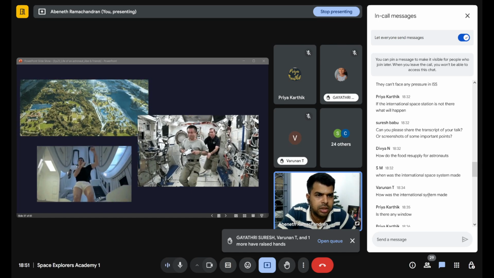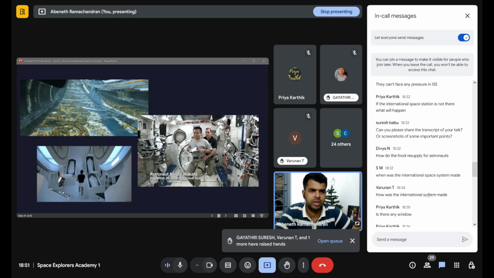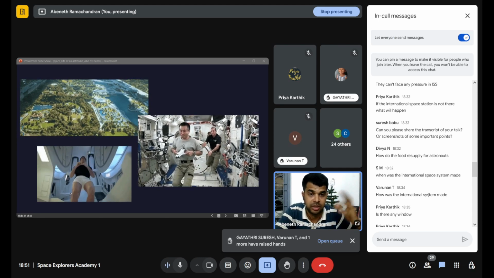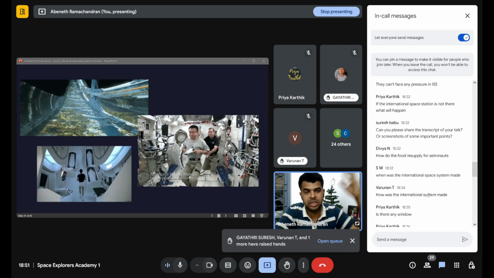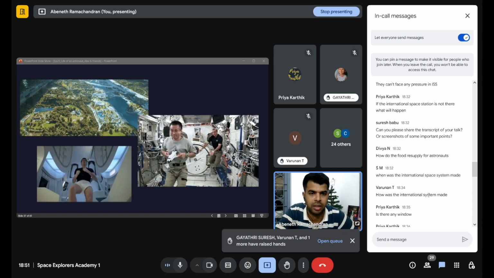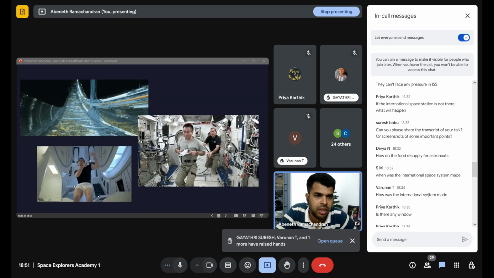How does the food resupply of astronauts work? I told you, every 6 months a SpaceX transporter mission will send the food items from the ground to the space station.